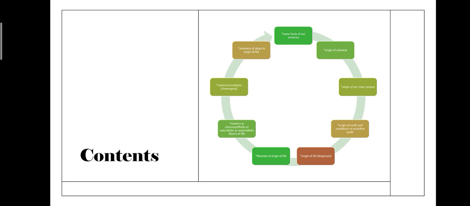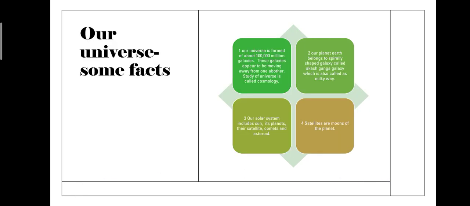So we start with the contents. Some facts of our solar system: origin of universe, origin of our solar system, origin of earth and conditions on primitive earth, origin of life also called as biopoiesis, theories of origin of life, modern or chemosynthetic or naturalistic or materialistic theory of life, chemical evolution also called as chemogeny, summary of steps in the origin of life.